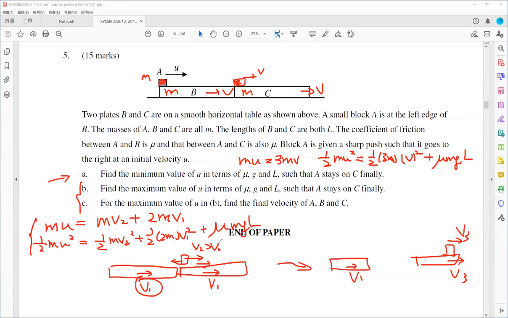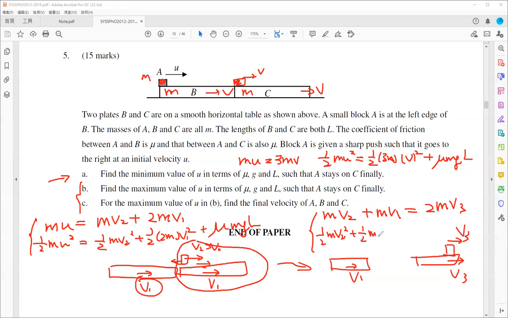But that's not the end. We also want to solve for v3. Actually, object B is no longer touching A and C when A lands on C. So you can just consider the system of A and C only. So the initial momentum will be mv2 plus mv1, and that will equal 2mv3. And also make use of the equation of energy to do it once again.